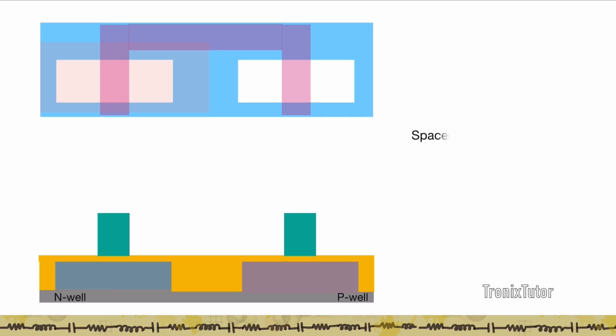The next step, before we do that, is we want to create a spacer around the poly. That basically means you put down a conformal layer of an oxide or a nitride and then etch it anisotropically to create this spacer. Now this spacer is important because as we dope the source drains, we don't want the doping to run under the gate, and so the spacer ensures that the doping stays in the source drain.